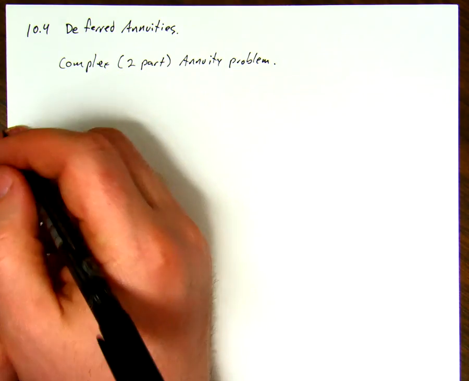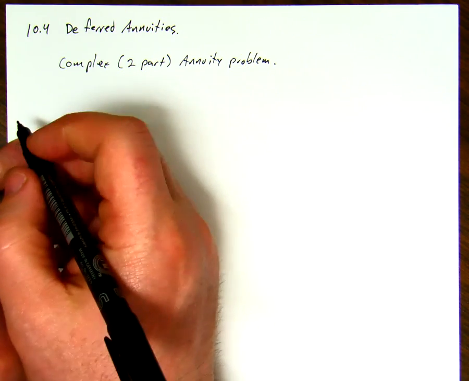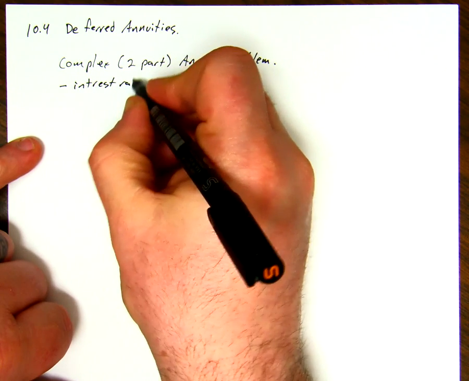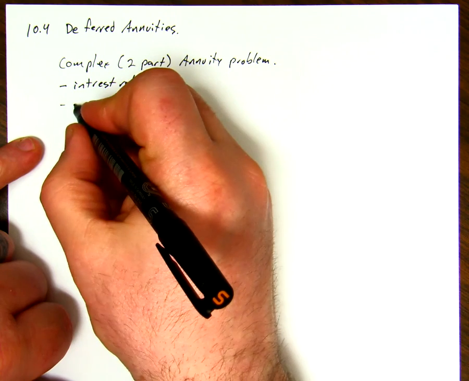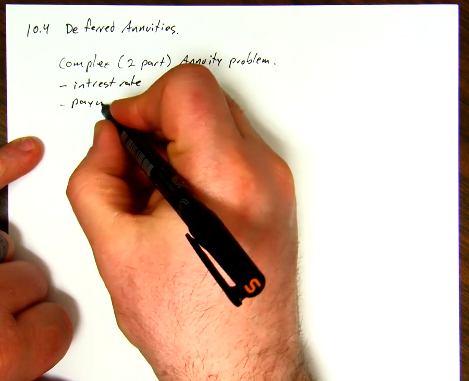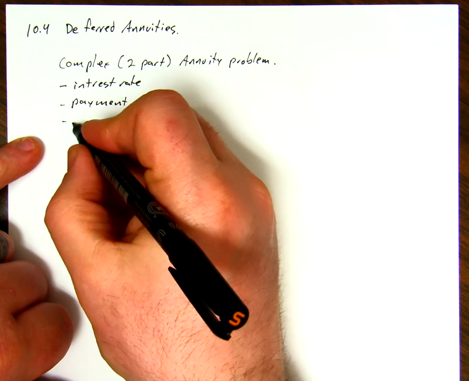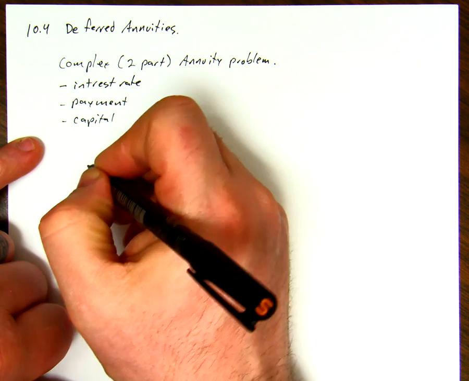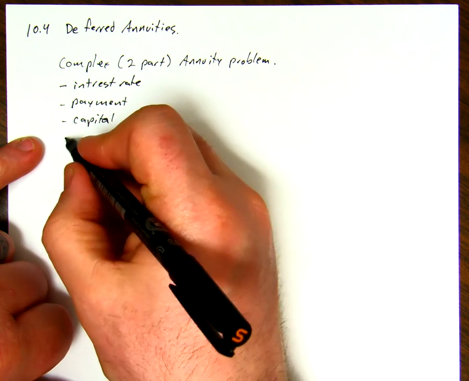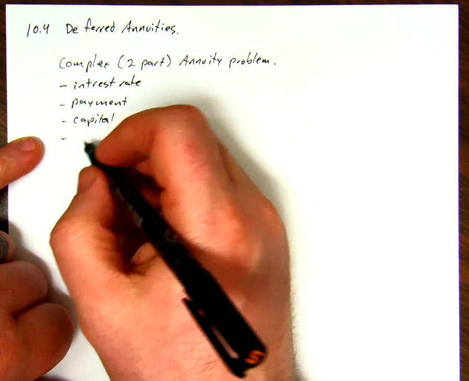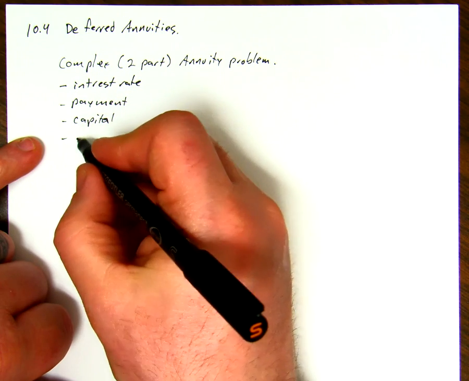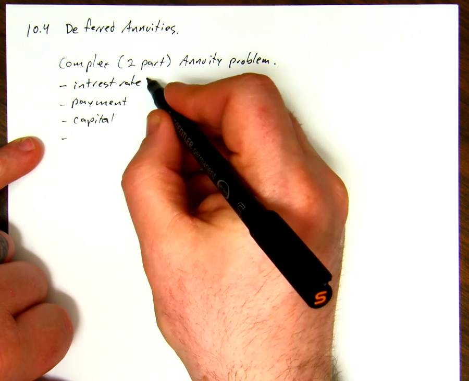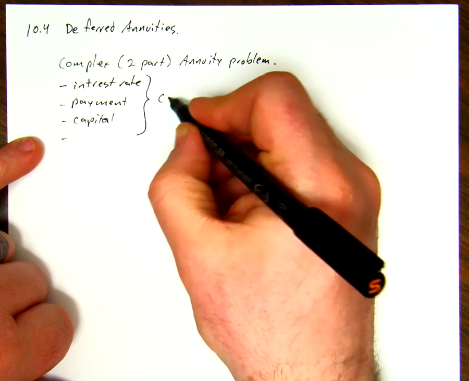So we know that our formulas and our calculator work whenever the interest rate is constant, the amount of the payments is constant, and there is no change to the capital, so there's no adding or subtracting from the PV or the FV. The number of payments, the N, isn't really going to change, but the interest rate, the payments, and the capital are constant.